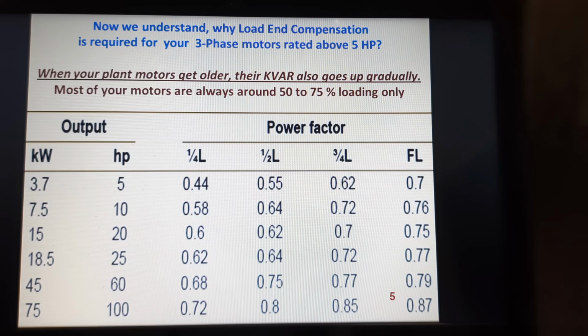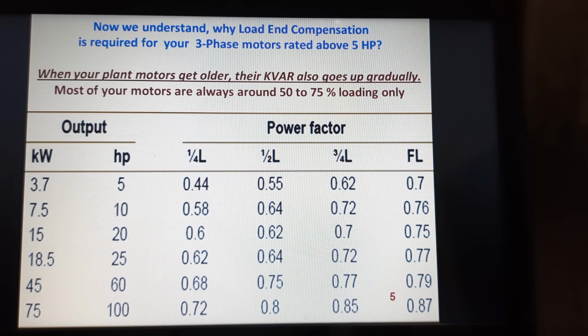Now we understand why the load-end compensation is required for all your 3-phase motors rated above 5 HP. When the motors in the plant get older, their kVA also goes up gradually, and most of the motors in the plant are at 50 to 75% loading only. You can see from 5 HP to 100 HP motors, at loading from 50% to 75%, the power factor is around 0.5 to 0.7 or 0.75 only. So, this needs to be improved to a lagging PF of around 0.9, and then the power factor improvement starts from the motor control panel.